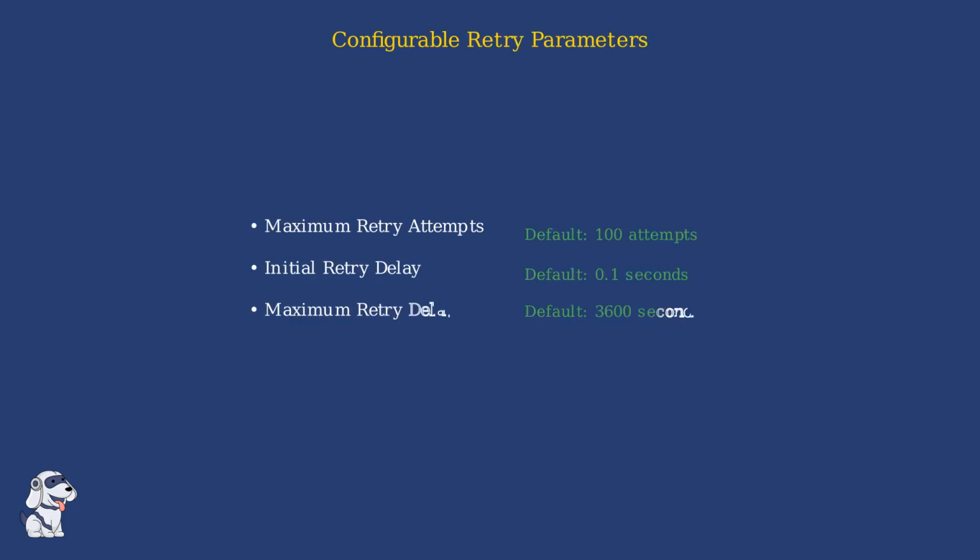Cloud Tasks allows you to configure retry parameters to match your specific requirements and error tolerance levels. You can configure the maximum number of retry attempts with a default of 100 attempts. The initial retry delay starts at 0.1 seconds, and the maximum delay caps at 1 hour. The backoff multiplier determines how quickly delays increase, defaulting to 2.0 for exponential growth. Tasks also have an age limit of 31 days before permanent failure.